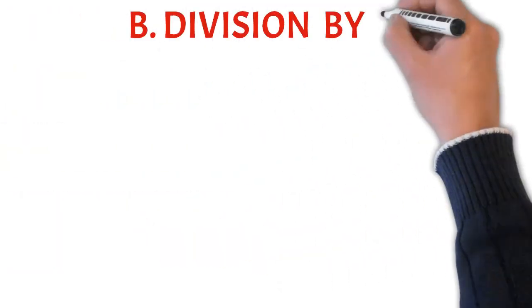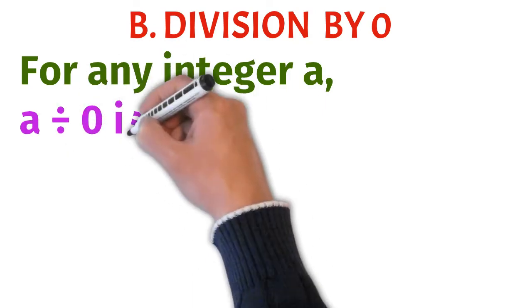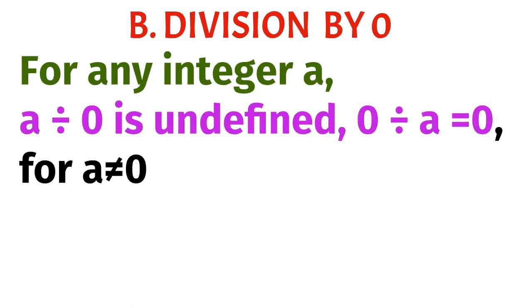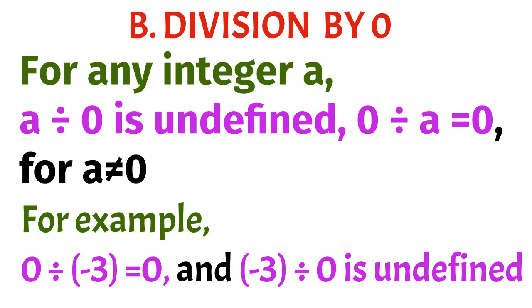Next, division by 0. Note that for any integer a, a divided by 0 is undefined and 0 divided by a equals 0 for a not equal to 0. For example, 0 divided by minus 3 equals 0 and minus 3 divided by 0 is undefined.